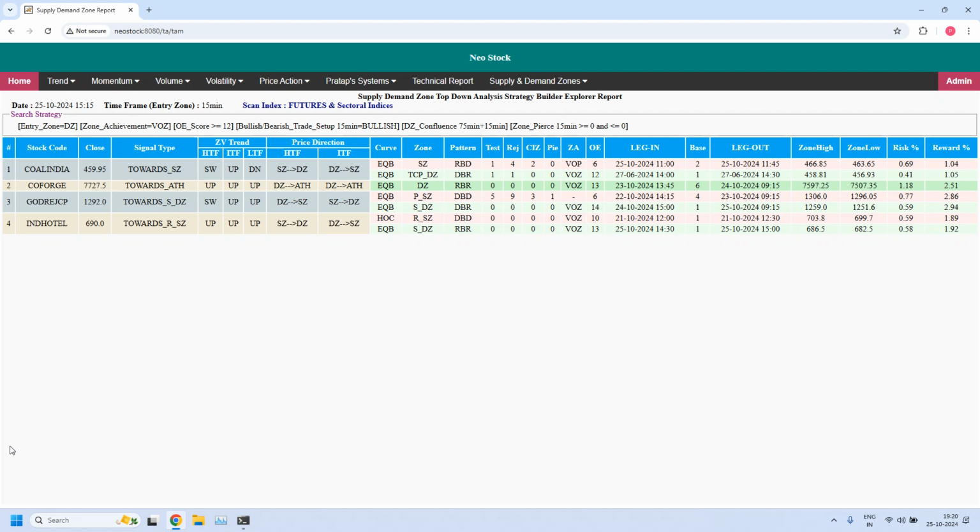That means all these 4 are currently supporting a high probability setup because the 15 minutes demand zone is a part of the 75 minutes demand zone. And the 75 minutes demand zone trend is up, that is the ITF trend. If the 75 minutes demand zones are having daily EMA confluence, it is an even more high probability setup.